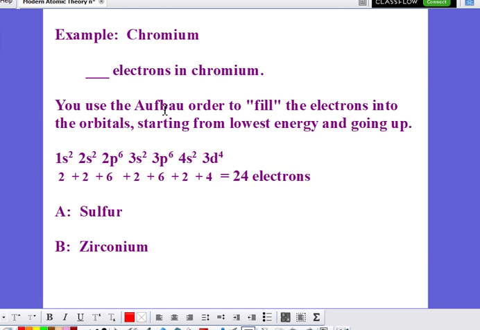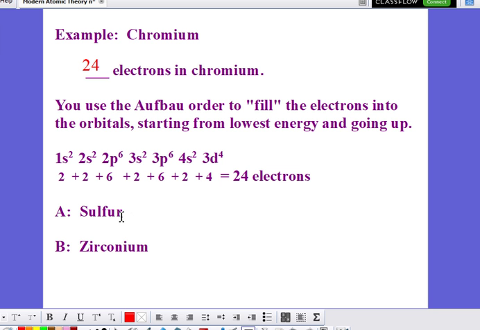So let's try chromium. Chromium has 24 electrons. So how would chromium be different from iron? Look, it's so similar. 1s2, 2s2, 2p6, 3s2, 3p6, 4s2, but it has 24 instead of 26, so it's only got 4 at the end to get up to 24.